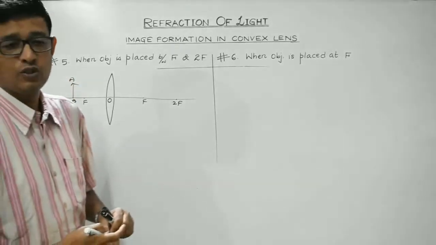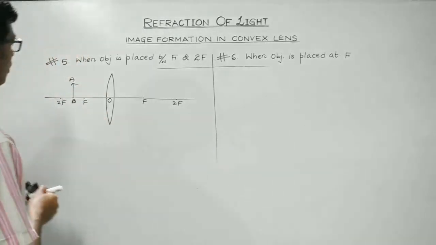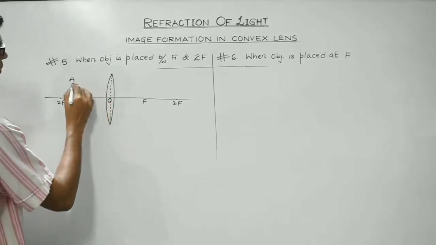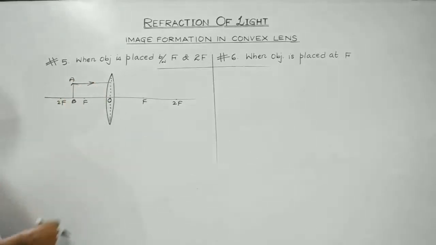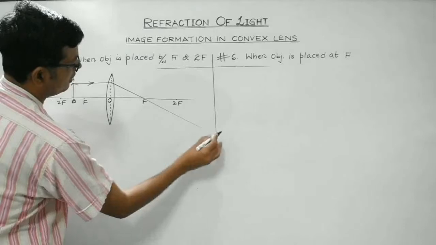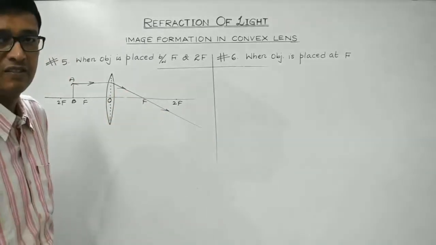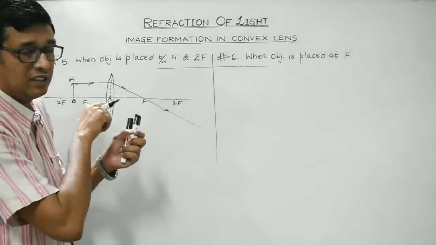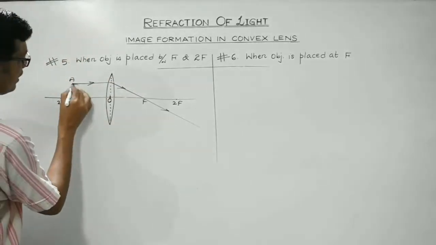Let's make use of the rules. We have got three rules. Let's make use of any two rules. So what's the first rule? First rule is a ray parallel to the principal axis. This is a ray parallel to the principal axis. After refraction, it will tend to pass through the focus like this. That's rule number one. Second rule is, student, this is the optical center from where any ray passing will remain undeviated. So that's the second rule.